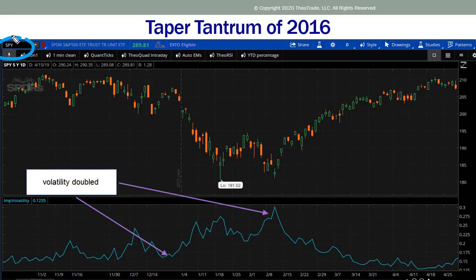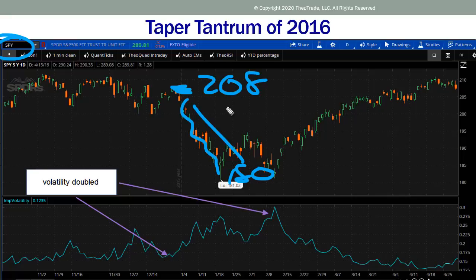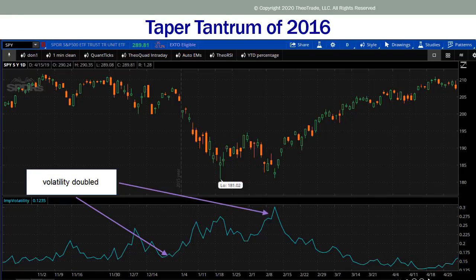What you're looking at right here, what they call the taper tantrum, I just want you guys to see, this is also the spiders. Did you know the spiders were trading right around 208? Did you realize they sold off all the way to 180? That's a big move. It's a $30 move basically in less than a period of a month. It's also one of the best months I've ever had in some of the recent history of trade.